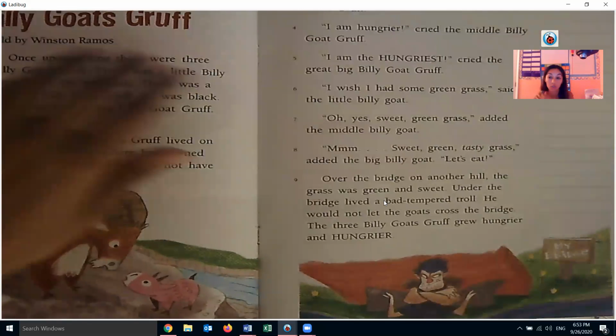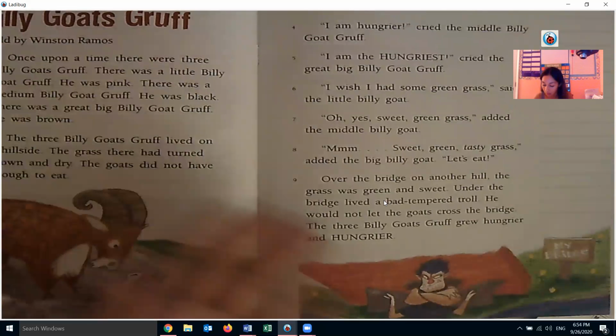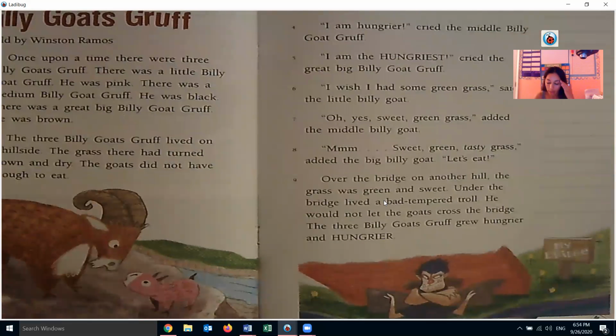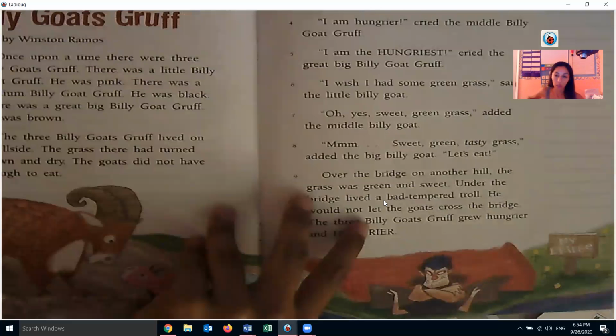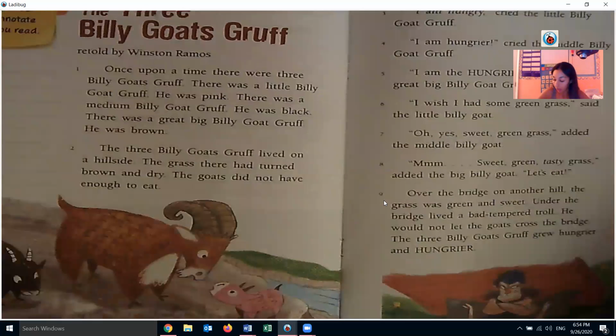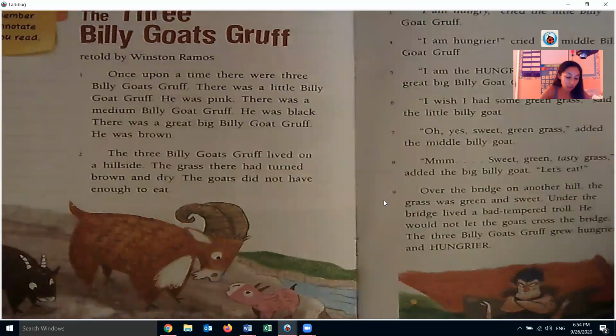How do they help us understand the words written here and visualize the events in the story? Help us imagine it a little bit better. So here's the story, the entire thing. The Three Billy Goats Gruff.